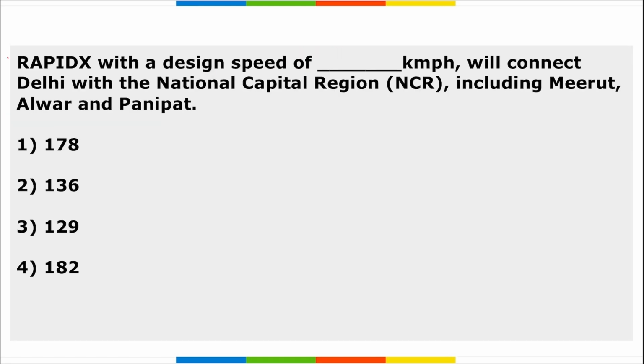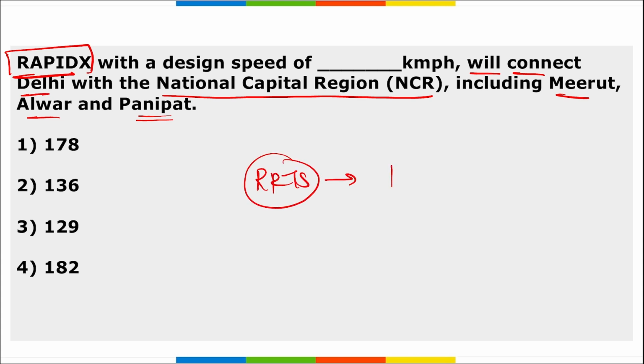Next is RapidX. RapidX, with a design speed of dash km per hour, will connect Delhi with the National Capital Region including Meerut, Alwar and Panipat. First of all, tell me what this RapidX is. RapidX is the name of the RRTS, that is your Regional Rapid Transit System, that has been named as RapidX.